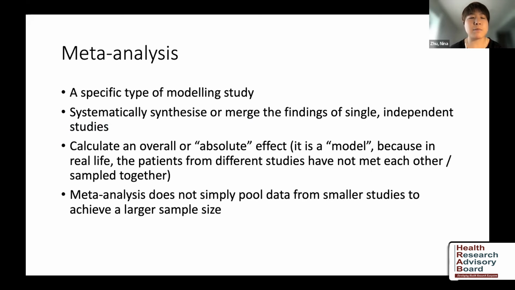It is a model because in real life, the studies or study subjects or the patients from different studies have not met each other or never been sampled together. So we just build a model, just assume we assess them together, and ask what is the overall impact of a treatment or intervention or new drug, etc. Meta-analysis does not simply pull data from smaller studies to achieve a larger sample size. So what does that mean? I'm going to take you through a very simple step-by-step approach.